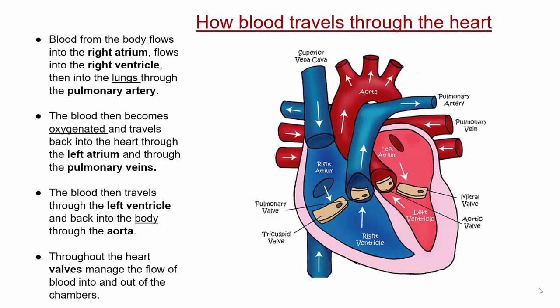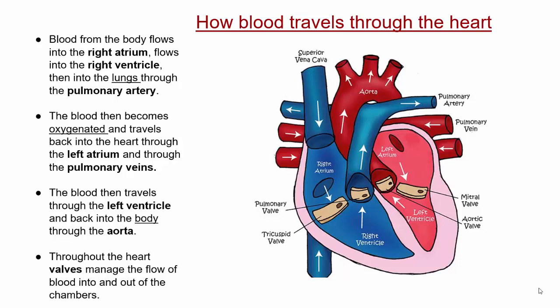Okay, so let's go back to the example of the heart. Here is an example of what the redundancy principle might look like. If showing this slide to a classroom, this is what I said to them. Blood from the body flows into the right atrium, flows into the right ventricle, then into the lungs, through the pulmonary artery.